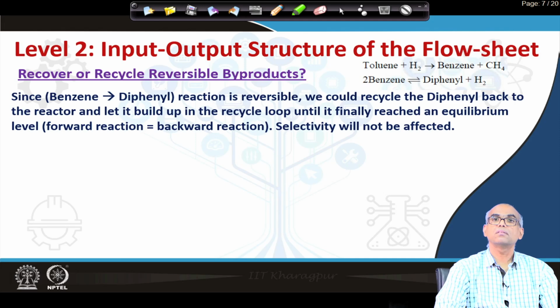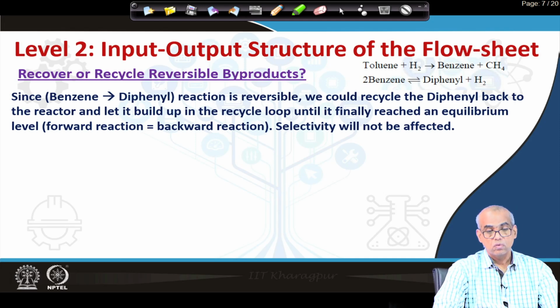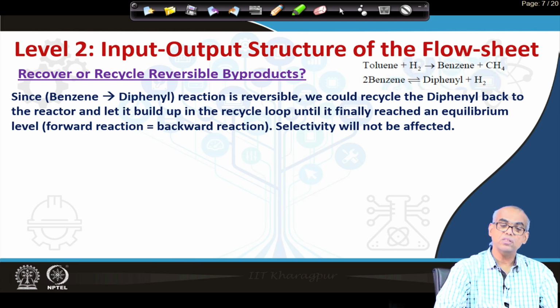Next, we will ask whether to recover or recycle reversible byproducts. So, what heuristics or design guidelines are available to decide whether to recover or recycle reversible byproducts or not?